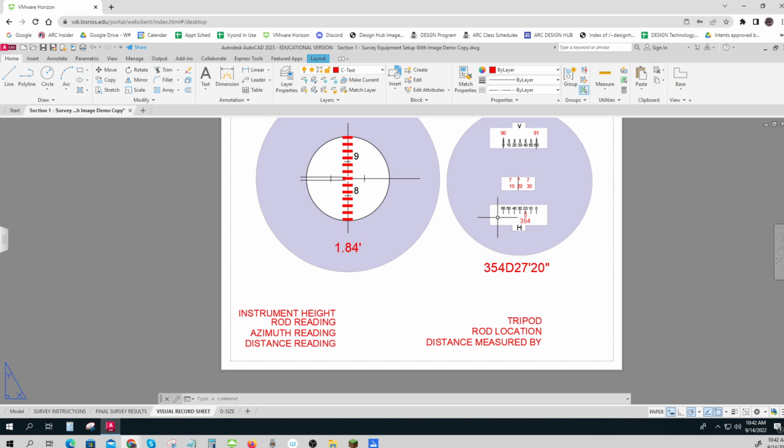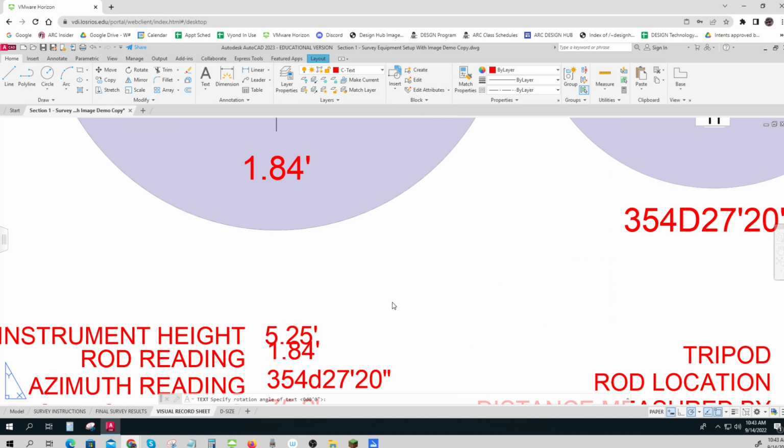And then, this isn't a real one off of one of the things. So I don't know. You'd have to list the instrument height. Let's say that the instrument height was 5.25 feet, and my rod reading then was 1.84 feet. My azimuth was 354D, 27 minutes, 20 seconds. And I don't have a distance reading. Maybe it was 75.2 feet. Okay? And then your rod reading would be reflected here, and your azimuth reading would be reflected there.